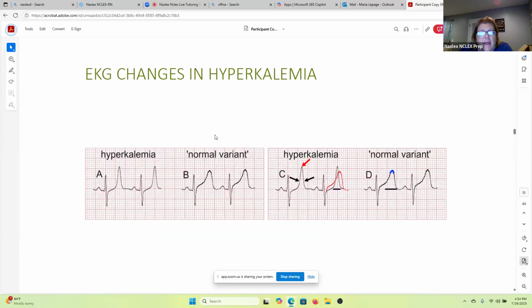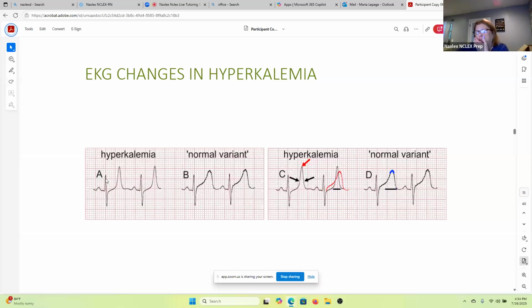Some of the changes that we might see in hyperkalemia, again, we see what we call peaked T waves. Your T waves should not be that high in amplitude when we're looking at them. They should not be higher than that QRS complex. And if you see these, you see they're kind of peaked T waves.